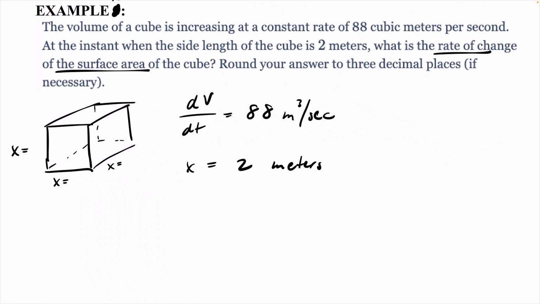Okay, so now what is the question asking? dSA over dt. It's asking for surface area. So dSA over dt. It's asking for the rate of change for surface area.